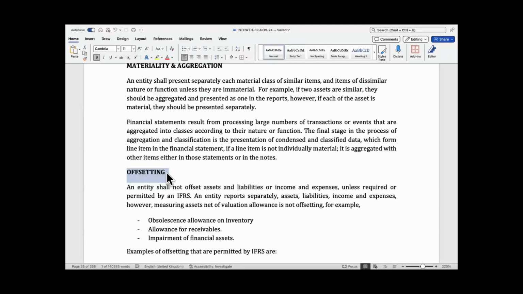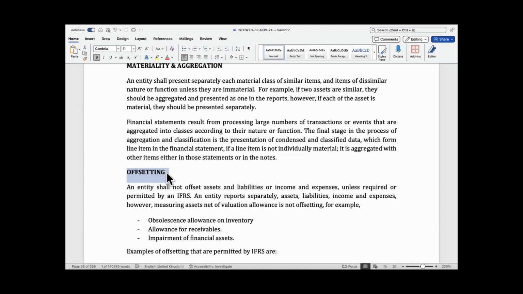Don't ever offset. You as an accountant, you cannot say, okay, my company owes this customer 100 naira, but he too owes us 50 naira. So we are owing one another. We are owing him, he's also owing us. So you now offset and present a net 50. No, we don't present accounts like that.